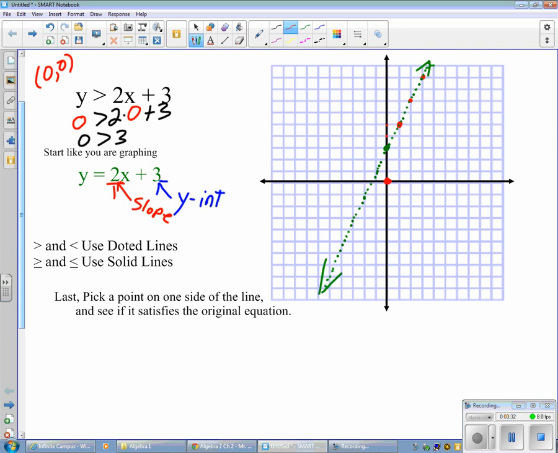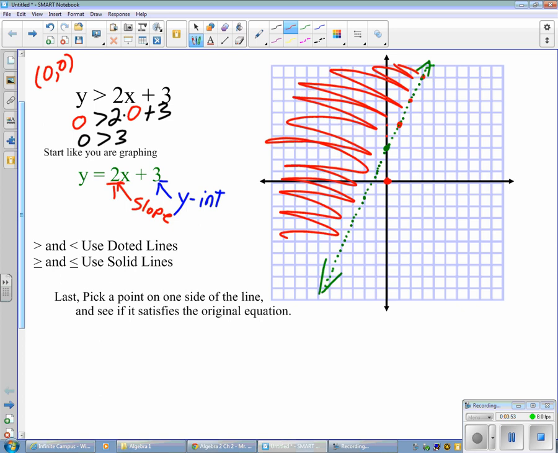Well, if that point doesn't satisfy it, then all the points on that side of the line won't satisfy it. What other options do we have? That means all the points on the other side of the line are going to be the side we shade. And so then we will shade every other point on that side of the line. So if I try any other point, it'll work.